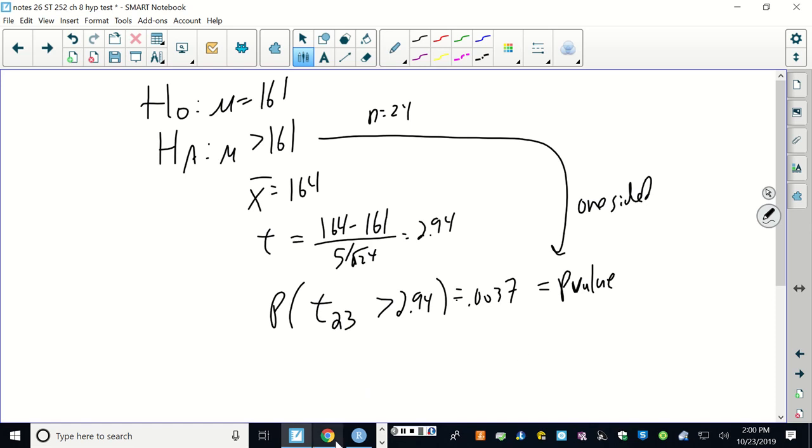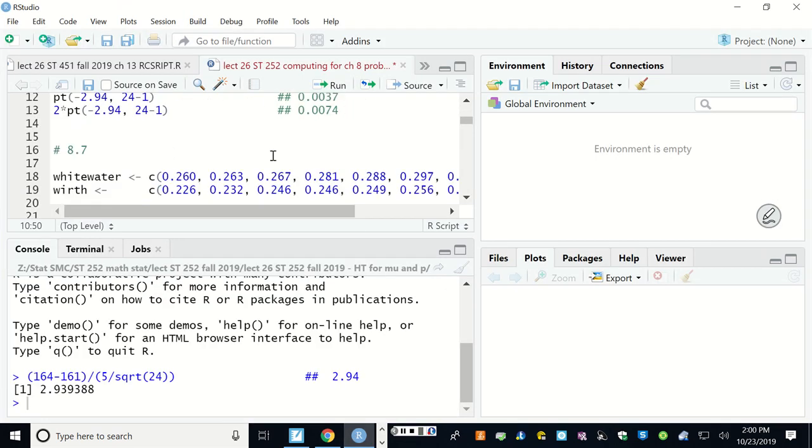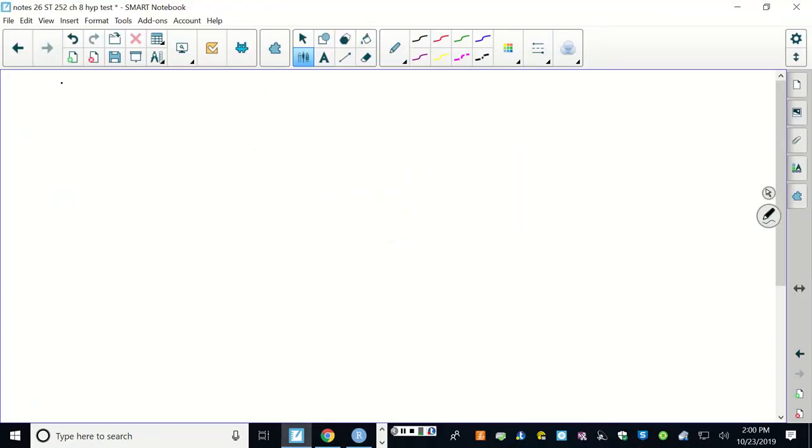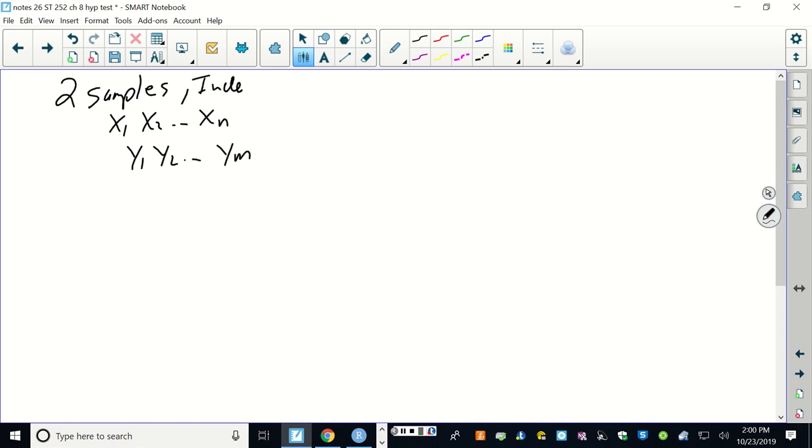Is there anything else on the computer part of this? No. You can look up the cutoff values there for different things. Another way that we started talking about is two samples: x1, x2, up to xn, and y1, y2, up to ym. Two samples that are independent of each other.